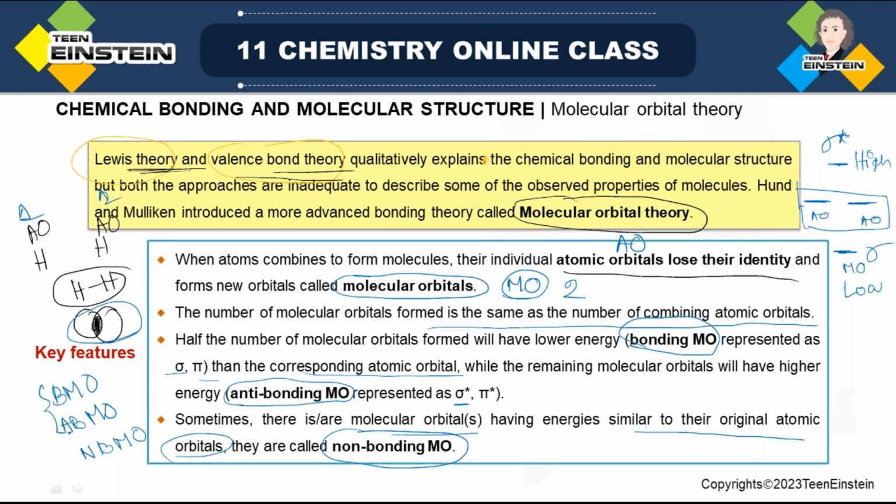These two will always be there, but NBMO, non-bonding, may or may not be there. For a simple molecule you will not find it. It is only in some special cases that you can get it.